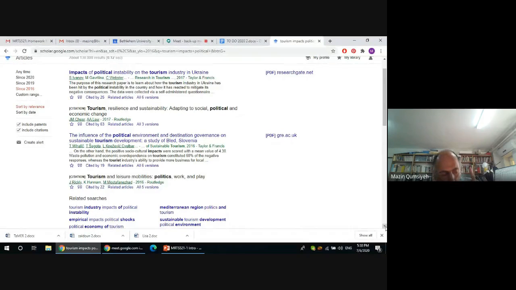Not necessarily yet for looking at them. I don't care to look at them now for their PDFs or anything else. But they help me because they have titles, and the titles are important. Sometimes, for example, this one is Impact of Political Instability on the Tourism Industry in Ukraine. When I read this, now, if I was one of you, I would say, hey, this sounds very interesting. Can we do a thesis on impacts of political instability on the tourism industry in Palestine? And this would be my thesis.